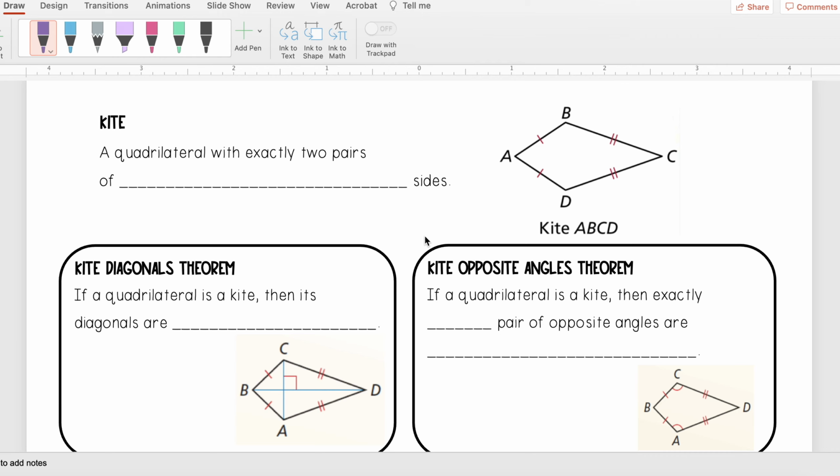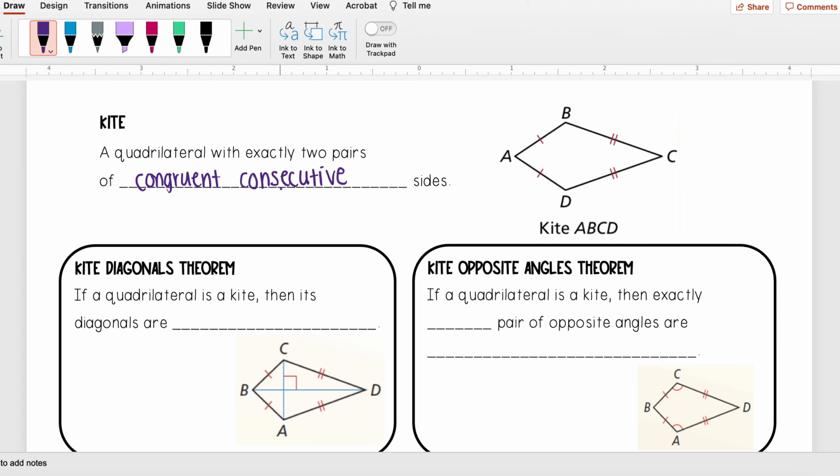In this video, we're going to be talking about kites. So first, a kite is a quadrilateral with exactly two pairs of congruent consecutive sides. And so remember, consecutive, that means right next to each other.